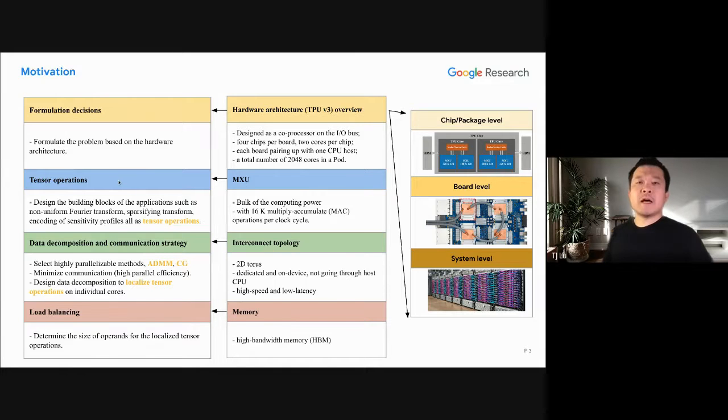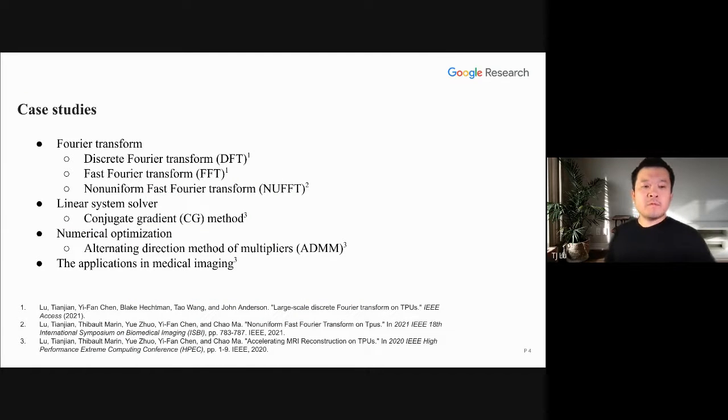Now let's move on to the case studies. For the case studies, we cover Fourier transform, linear solver, and numerical optimization. For the Fourier transform, we have DFT, the discrete Fourier transform, FFT, the fast Fourier transform, and NUFFT, the non-uniform FFT. For the linear solver, we use the conjugate gradient method, CG, to illustrate the purpose. And for numerical optimization, we select the alternating direction method of multipliers, ADMM, and we also combine them in the application of medical imaging.